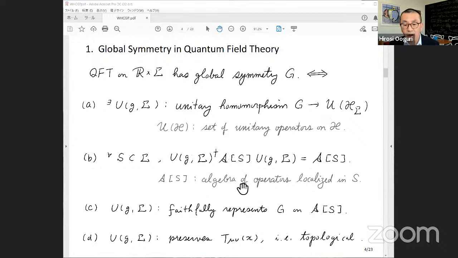And then it's supposed to act on the algebra of local operators for any subspace of the Cauchy slice. So you choose some subspace and there is a set of local operators on this subspace. And this unitary operator is supposed to act on this space. And it should be faithful on this algebra, otherwise, if you have a symmetry that commutes with all the local operators, that does not seem to be an interesting symmetry. And by calling it symmetry, I assume that it commutes with the energy-momentum tensor. So in modern language, you may say that these are topological operators. These are the assumptions. I hope this is not controversial.